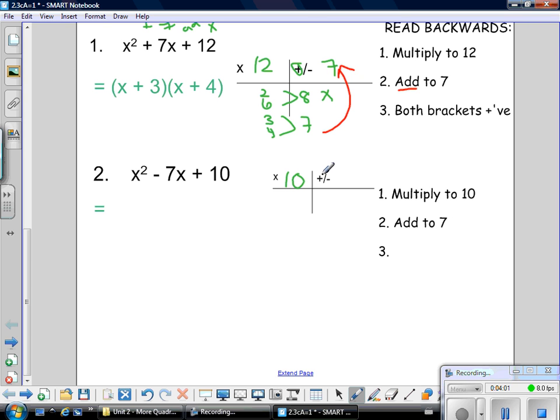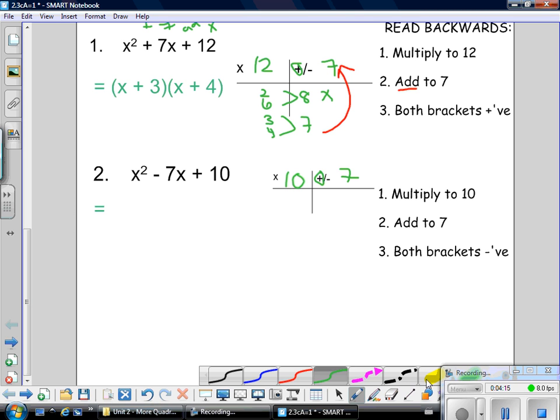Again, it's going to add to give me 7. Very similar to the last one, except this time it's telling me that both brackets have to be negative. Why do both brackets have to be negative? They both have to be negative because of the minus 7 here.